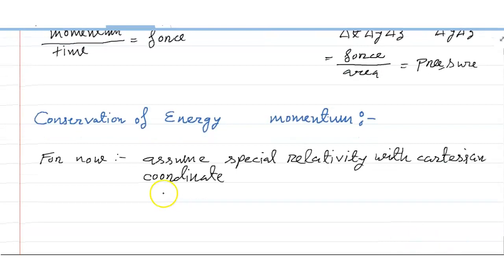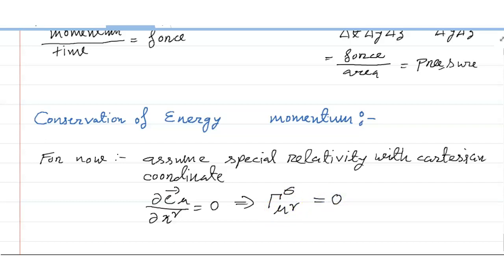In Cartesian coordinates, del T^{mu nu} divided by del x^{nu} equals 0. That implies the connection coefficients, gamma, sigma mu nu, equal 0. We are working in special relativity in standard Cartesian coordinates. The connection coefficients in our derivatives vanish.